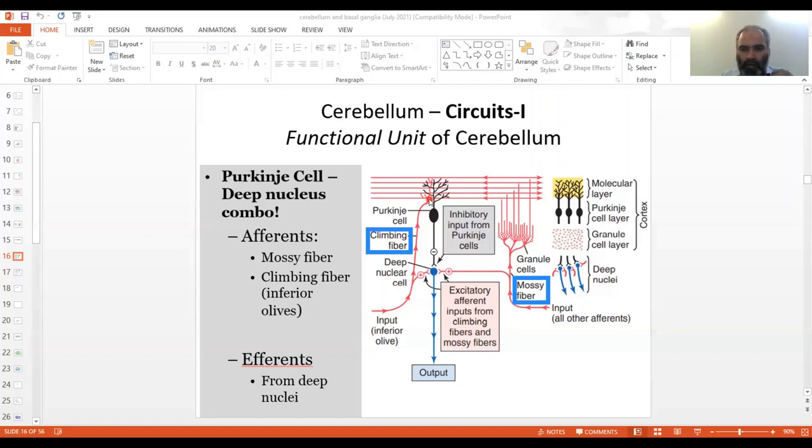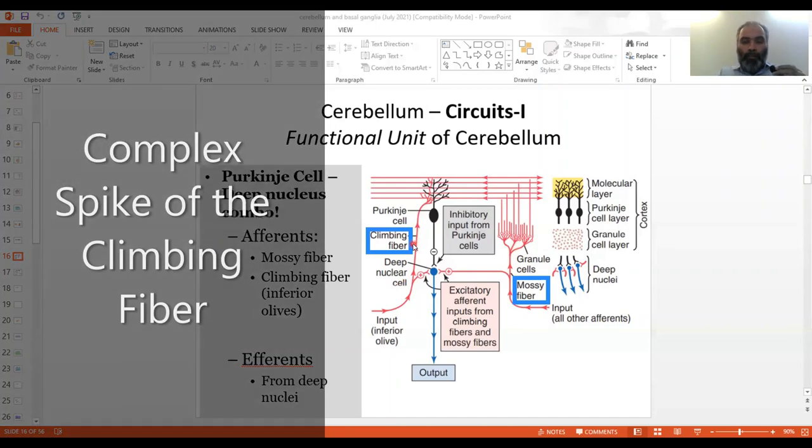And mind you, it's a direct linkage. If you can quickly notice what the mossy fiber is doing, it is communicating with the Purkinje cell indirectly through the granular cell. Something to note: a very similar stimulatory branch is given to the deep nucleus, similar to the climbing fiber. However, the climbing fiber's interaction with Purkinje is direct as compared to the mossy fiber via the granular cell. Okay, back to the climbing fiber.